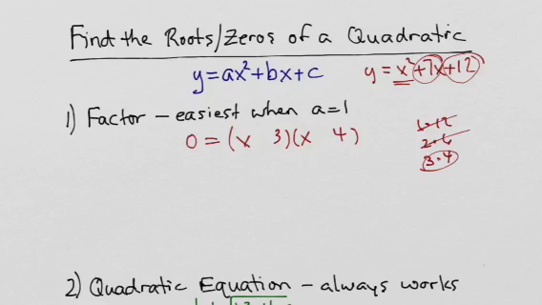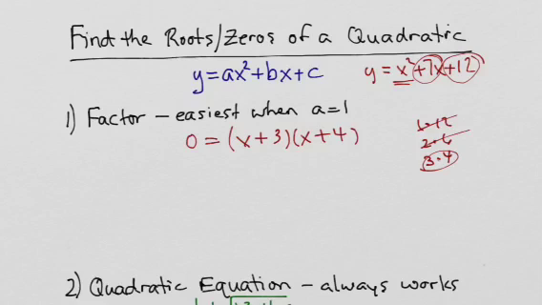Now when I add them, I'm supposed to get positive 7. And when you add and subtract, you always keep the sign from the bigger number. So the bigger number, which was 4, was positive. And then it's 4 plus 3 that would make 7, not 4 minus 3. So there's my two numbers for my factoring, but that's not the answer.